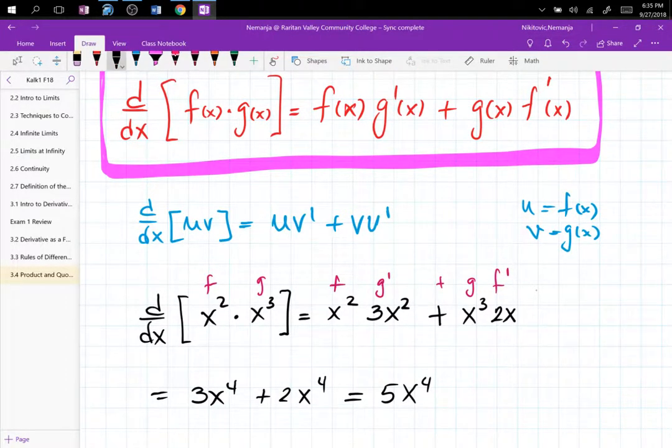So all you need to do as you're taking the derivative is to focus on which one is f, which one is g, and you will go f g prime plus g f prime, or u v prime plus v u prime.